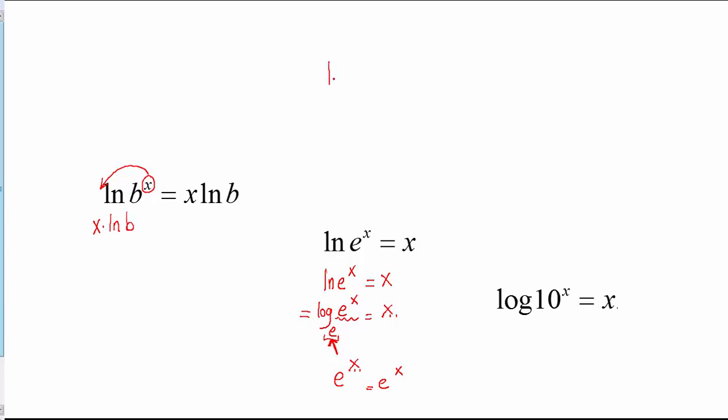Another way to look at it is this way. If you have ln of e to the power x, this is log base e of e to the x.